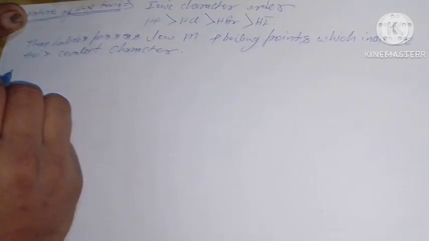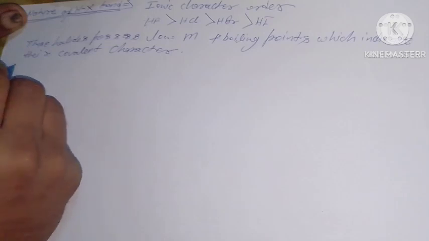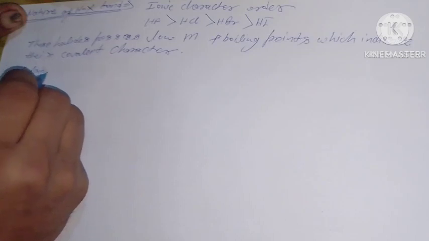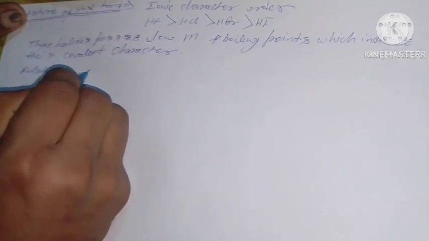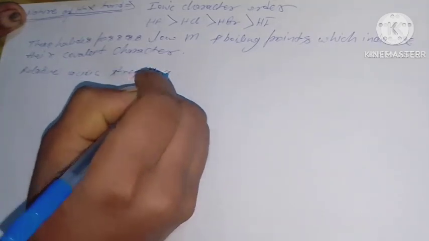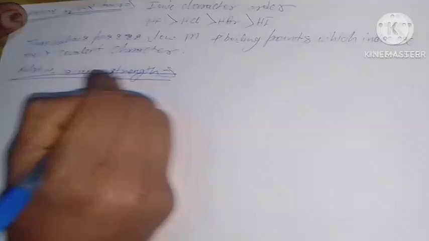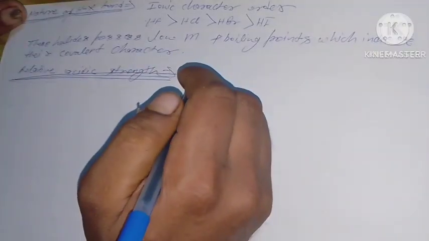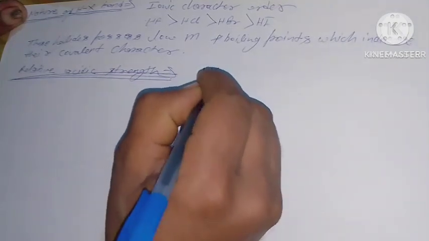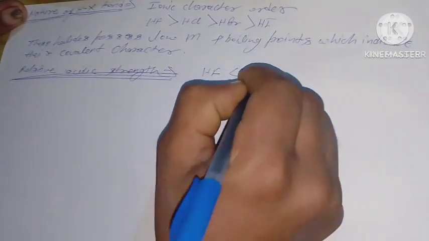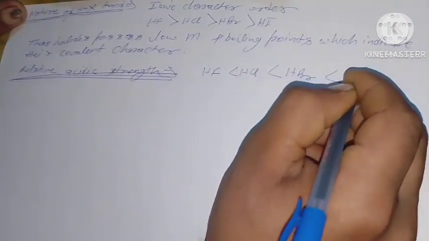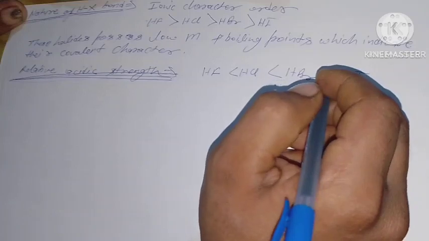Next heading, relative acidic strength. The acidic strength of hydra acids is given below: HF is less than HCl, is less than HBr, is less than HI.